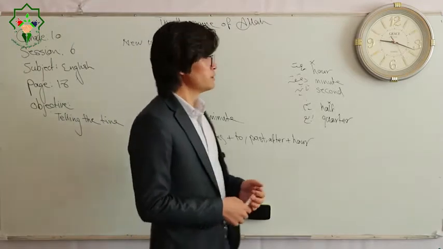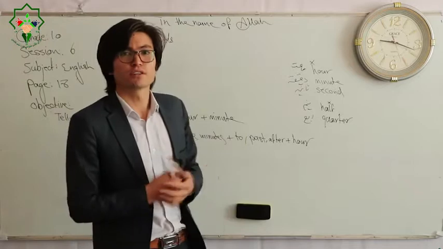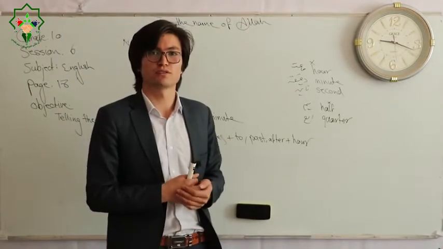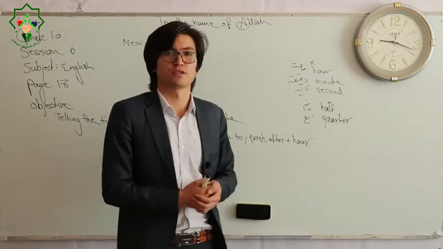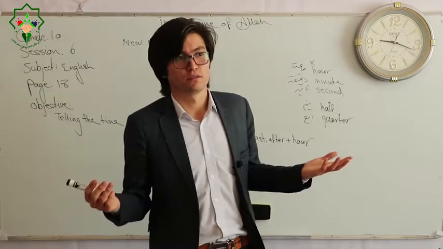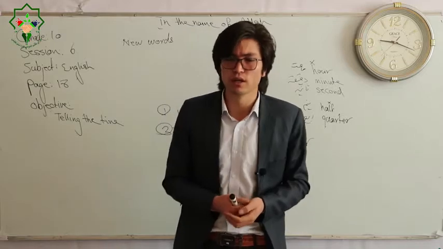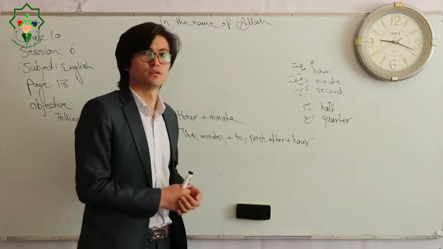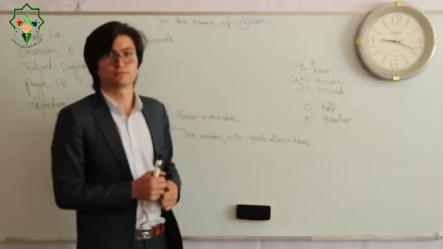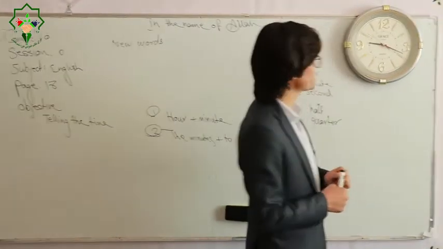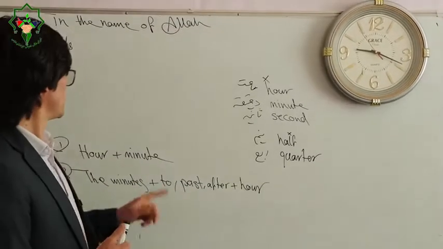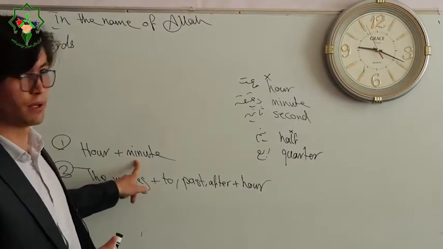So, now, how can we tell the time? For example, a person asks you, what is the time? Or what time is it? So, you may get confused. How should I answer now? Okay? We have two ways to tell the time. First, hour and minute. Now, look at this clock here. What time is it? First, till the hour and then minute.